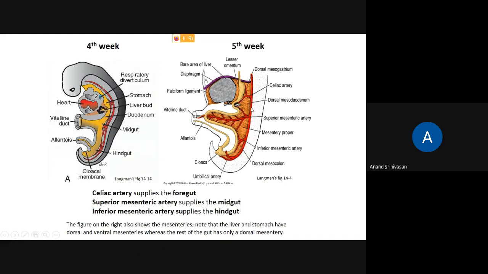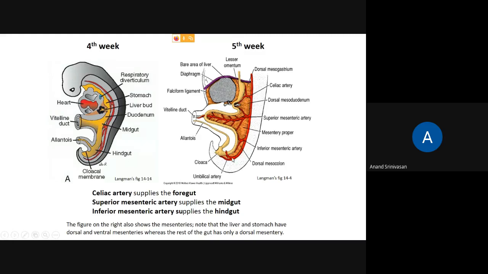Okay, there is a presence of dorsal mesentery, which is extending from below the septum transversum. Septum transversum, that is the developing diaphragm. So from the diaphragm until the hindgut, it is located, the dorsal mesentery, the orange colored part.